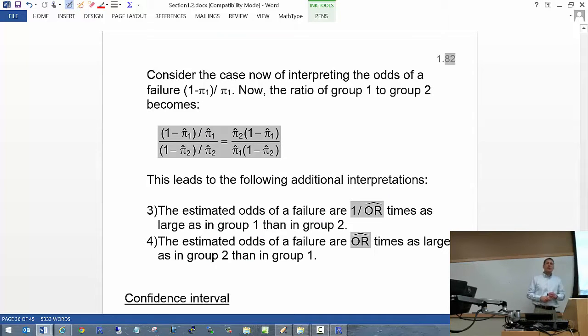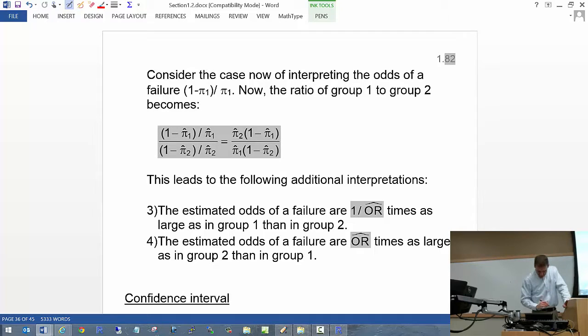Now sometimes though, you might want to interpret the odds of a failure instead. You can do that. What you could do is just simply flip-flop column 1 and column 2 in your table and then do everything as we just did before. But let's say you just want to keep it in terms of the odds of a failure.